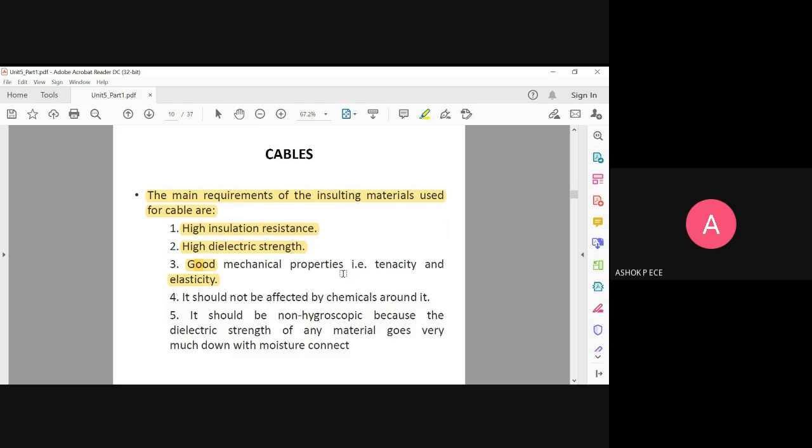damaging your cable. So it should be that much strong, and it should be non-hygroscopic because dielectric strength goes very much down with moisture content. So if in case it is placed in a situation where there is more water, that should not change the properties of the material. For example, if you are keeping this cable in a rainy place where there is rain most of the year, because of the rain or water, the property of cable should not get changed. So all these are going to be the requirements of cables.